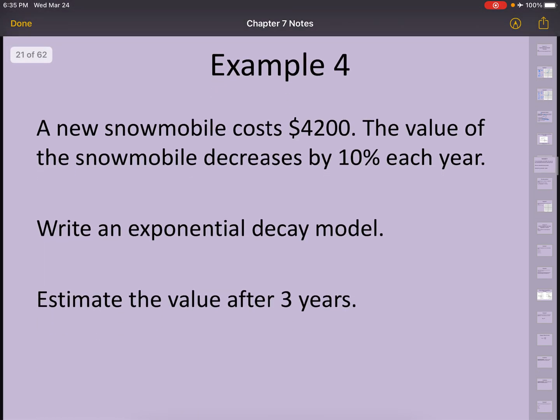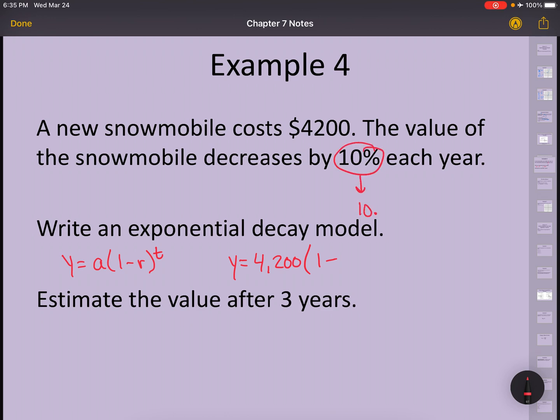So an example 4 here, our last example, a new snowmobile costs $4,200. The value of the snowmobile decreases by 10% each year. We're first going to write an exponential decay model or formula. So I know we're starting out here, and we're going to figure out all of our variables. So A is our initial amount, which was the $4,200. And then 1 minus our percentage as a decimal. So 10, we put the decimal point on the end and move it 2 places every single time. It's just 0.10.